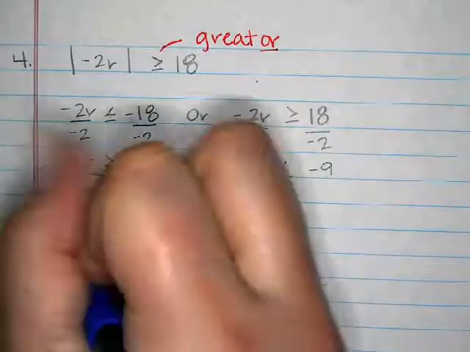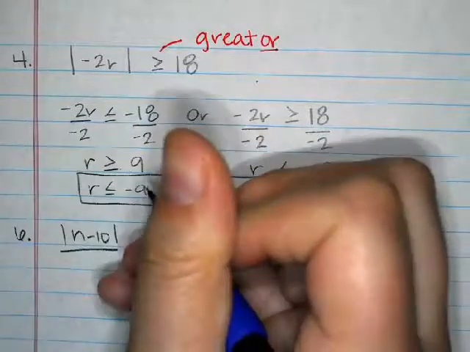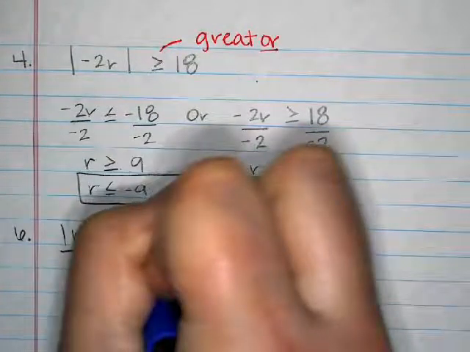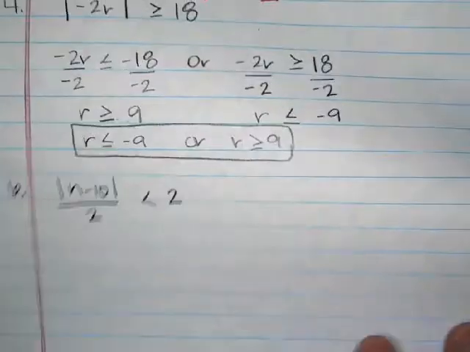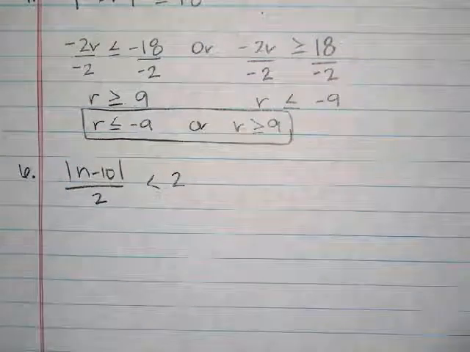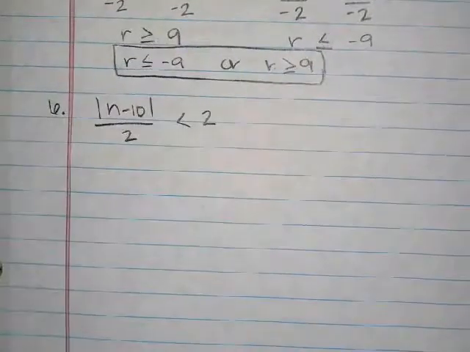Okay, so we have n minus 10 over 2 is less than 2. Okay. Any ideas on what we could do first?